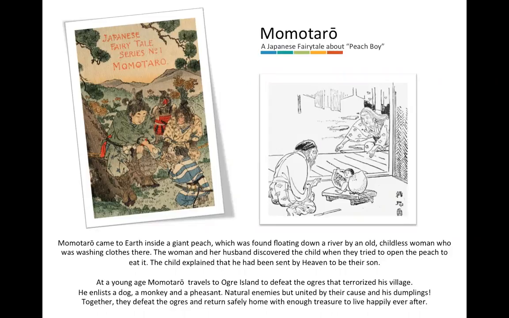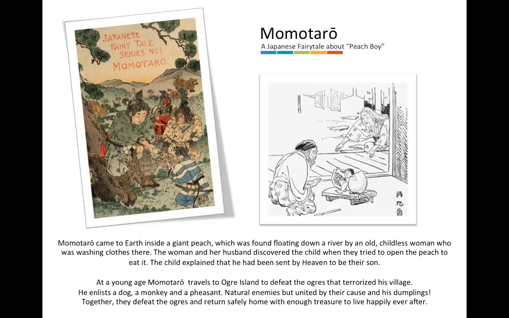As he wandered off, he came along a number of different animals on his path. The first was a monkey, and then a dog, and then a pheasant. At first, these three creatures would normally be considered enemies. They're certainly not natural friends, but inspired by his cause to rid the village of these terrible ogres, and enticed by his dumplings, which his mother had kindly packed in his case, they joined him on this journey and sought out to kill and destroy these terrible ogres.